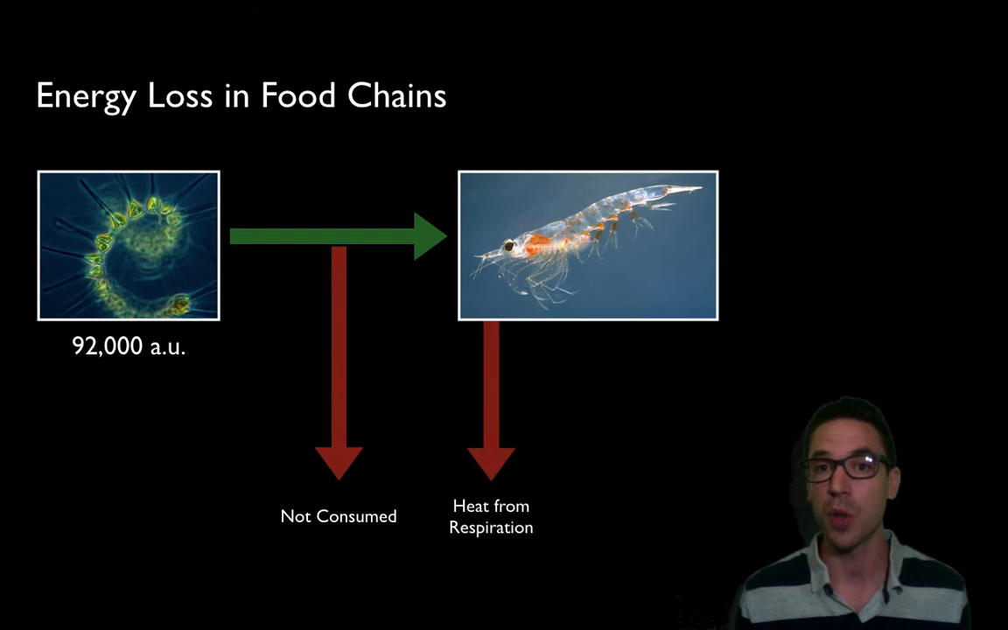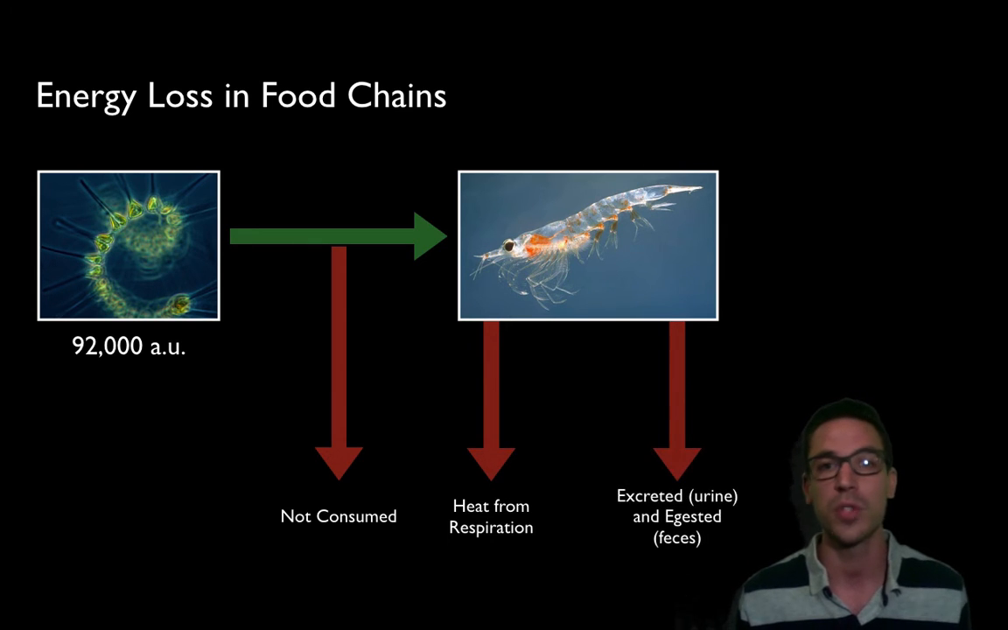Some of that energy is also, just like the plant did, going to be released as heat from respiration. So this organism, this krill here, needs to use that energy for its own living, its reproduction, its movement. So some of that will be released as heat. And then also some of that energy or some of that biomass will just be excreted in urine, so passing out those wastes, or egested through feces. It will just pass right through its digestive tract.